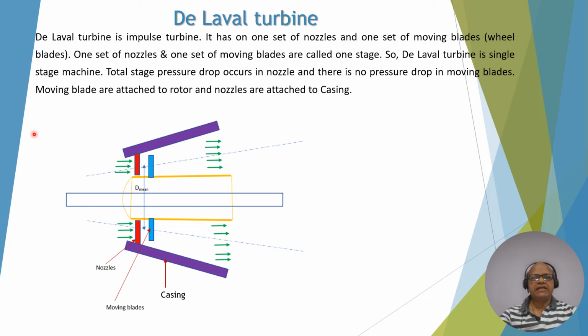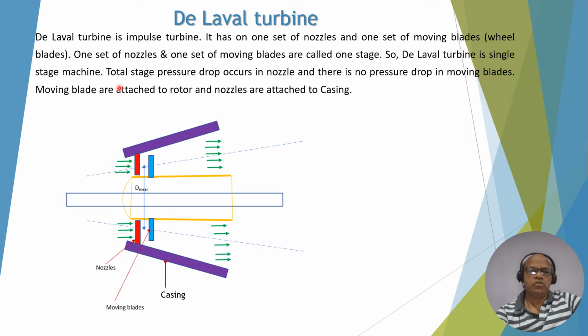Now, the De Laval turbine. The De Laval turbine is an impulse turbine. It has one set of nozzles and one set of moving blades. You can see the red one set of nozzles and one set of moving blades. One set of nozzles and one set of moving blades is called one stage. And so the De Laval turbine is a single stage machine.